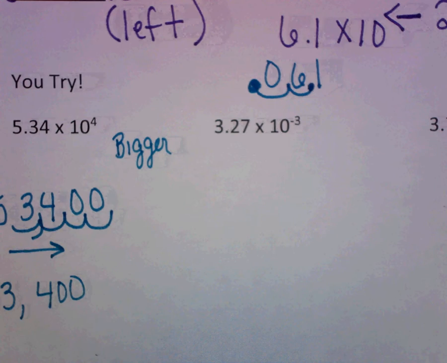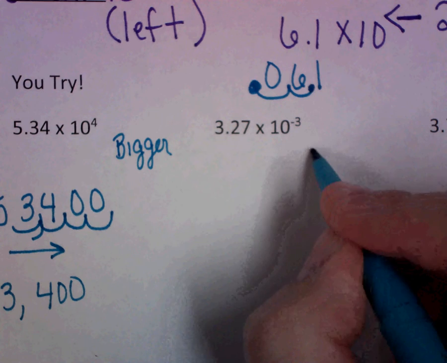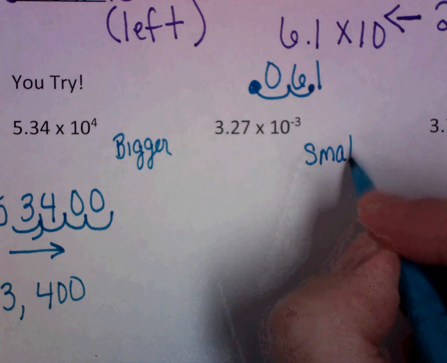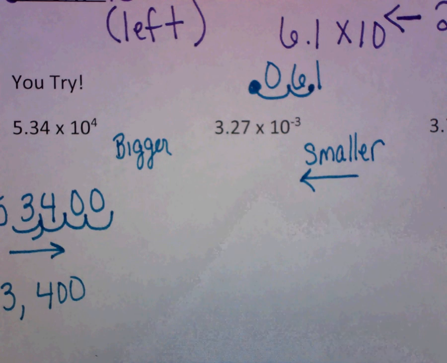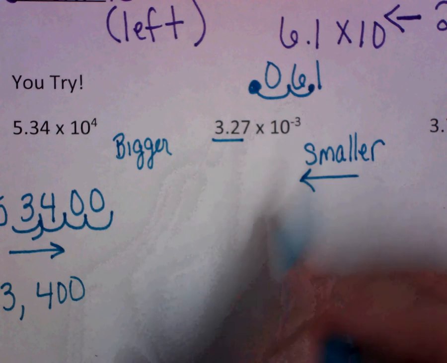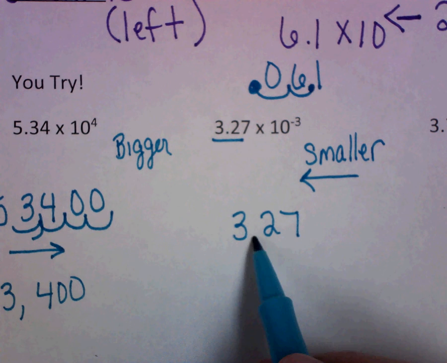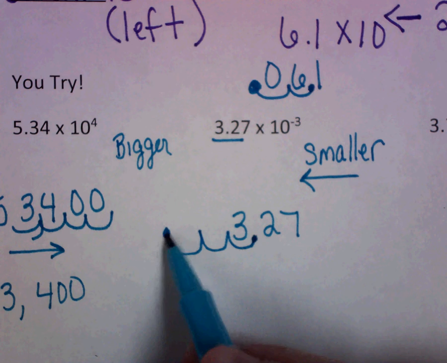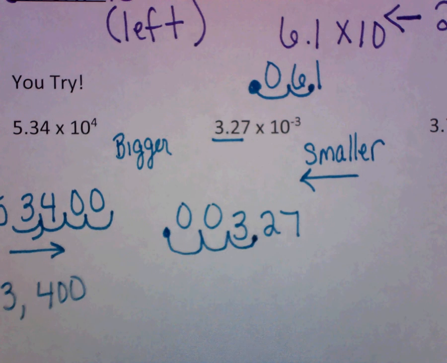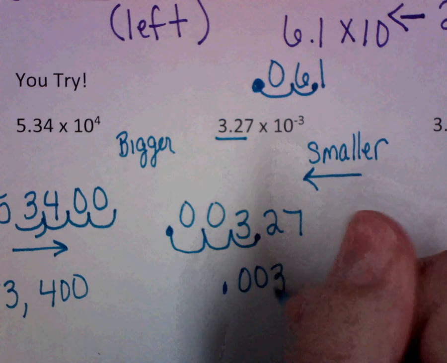Here's the next one. This time our exponent is negative, so I want to make my number smaller. Smaller goes that way. I'm going to write down my A value, 3.27. Here is my decimal, so I'm going to go 3 times left. 1, 2, 3. 0.00327.